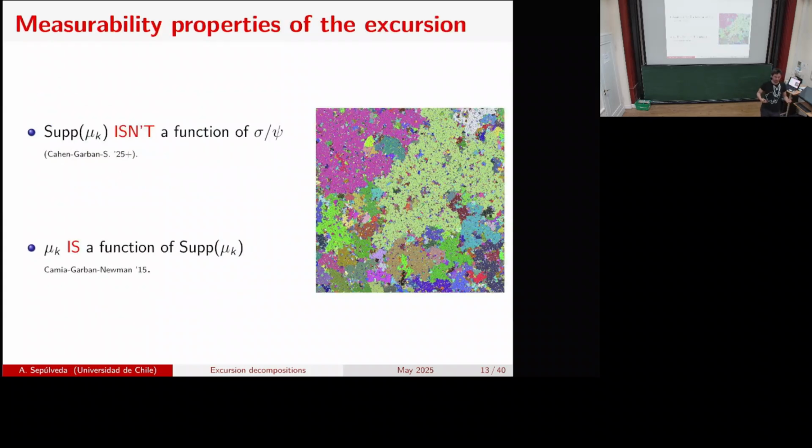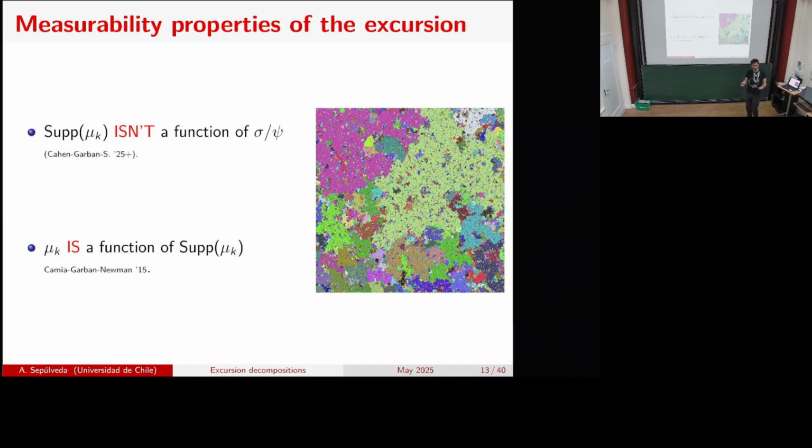So what are the measurability properties? In this case, the support of the measure is not measurable with respect to the field itself. This is clear in the discrete. It's less clear in the continuum, and this will also come in the upcoming paper. I mean, there is randomness. You cannot get out of looking at the field. You cannot get the right ways to decompose it. However... What is the psi? Yeah, the psi is the continuum limit. The magnetization field. Yes, the magnetization field.